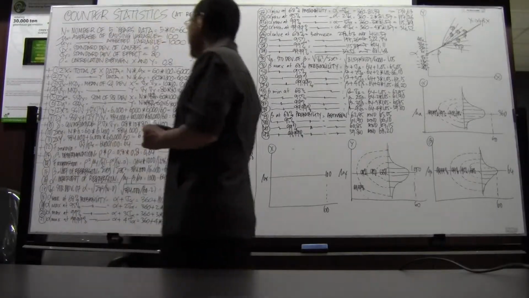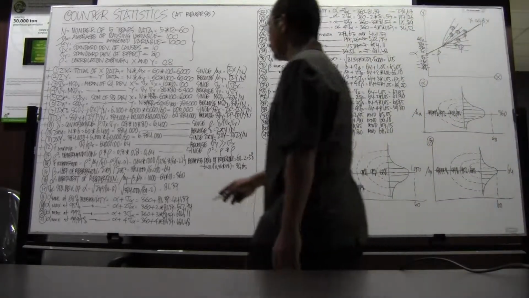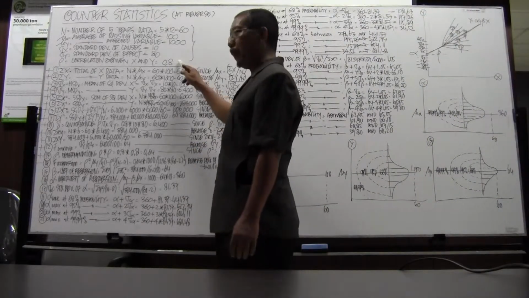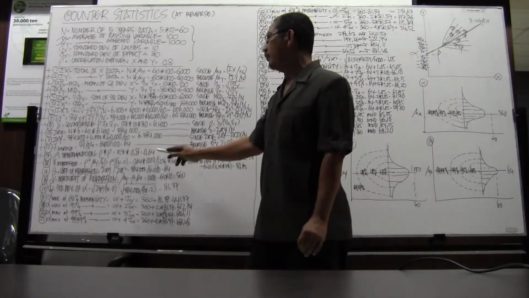Then for the determination, it is dominance. Normally, it's simply the square of correlation. If you have 0.8 and multiply it by 0.8, you have 0.64 as your determination.